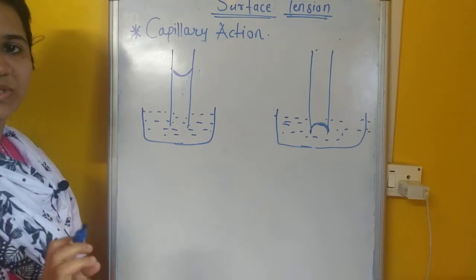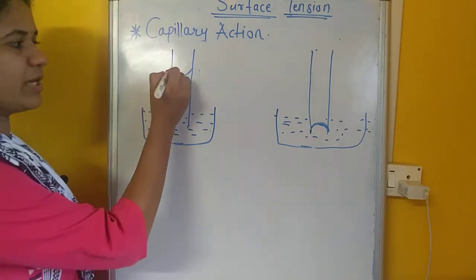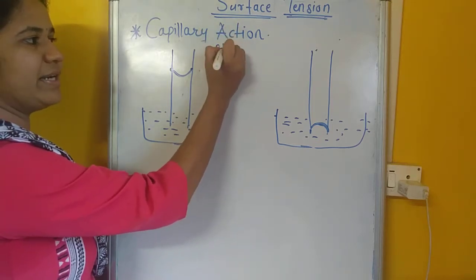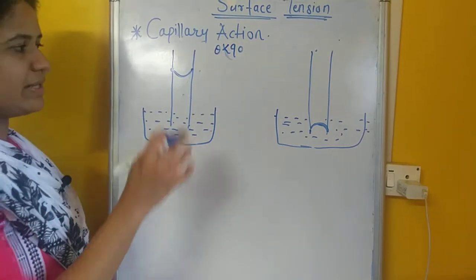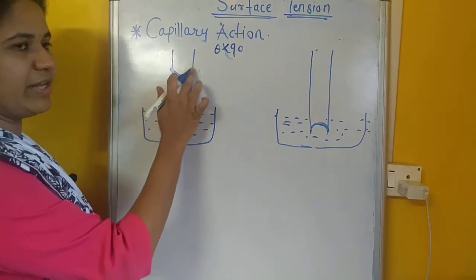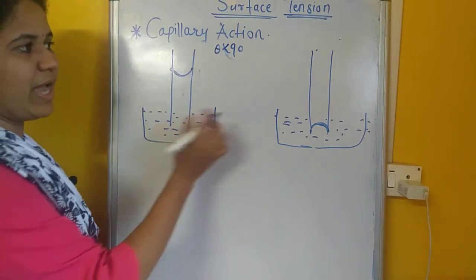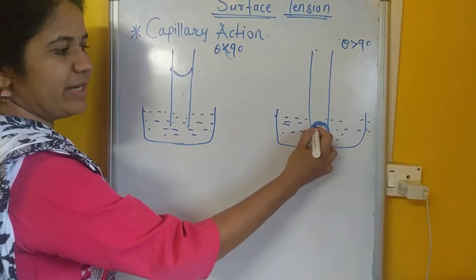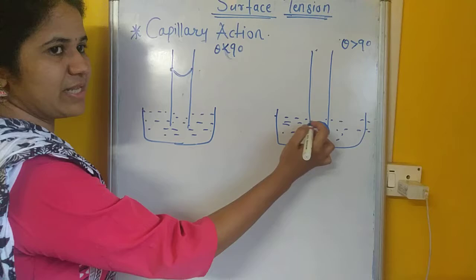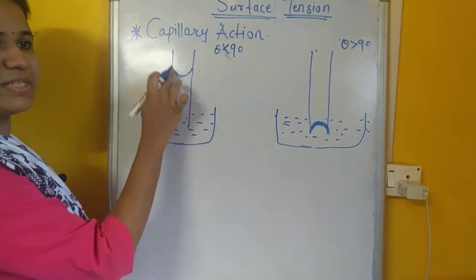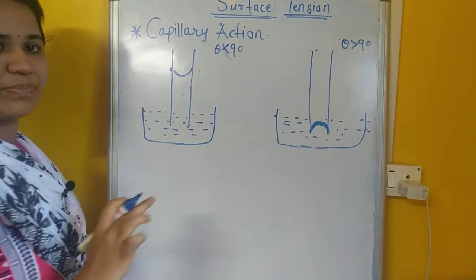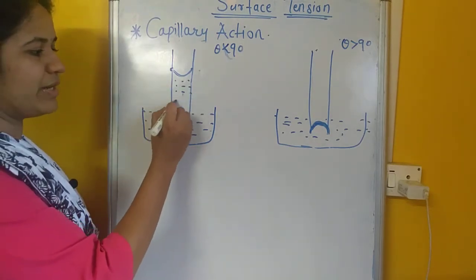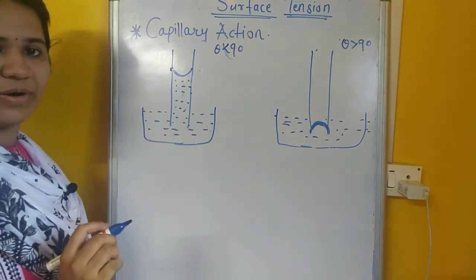In the last lectures we saw the angle of contact. If the angle of contact is less than 90 degrees, then the water level rises. And if the angle of contact is greater than 90 degrees, the water level decreases. The meniscus is convex in one case and concave in the other. But how does it happen that the liquid rises or falls down?